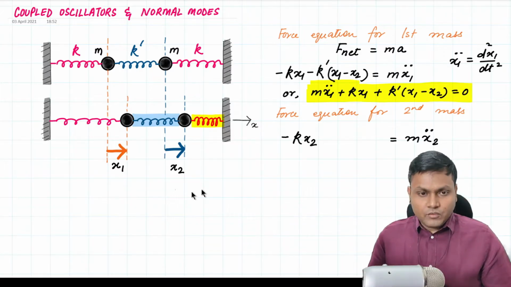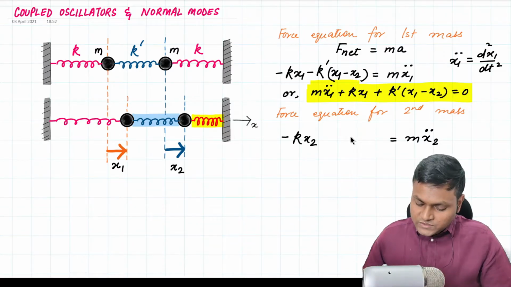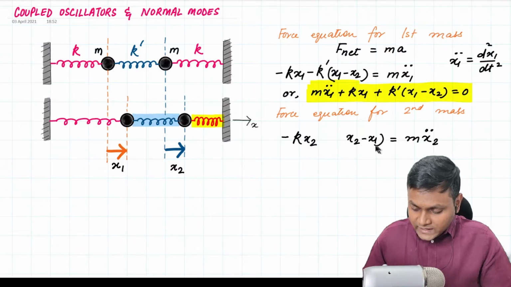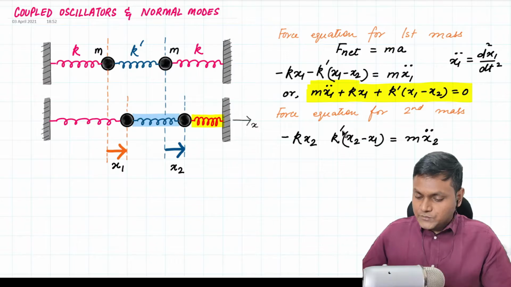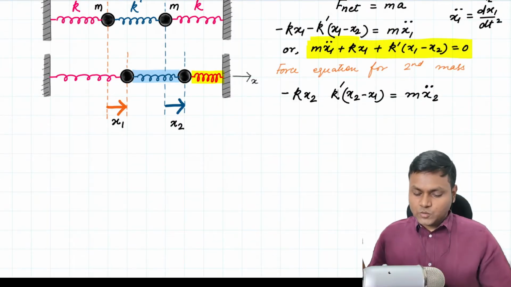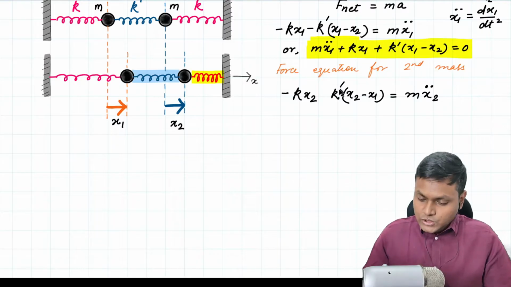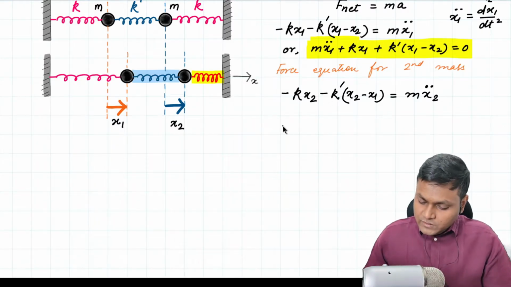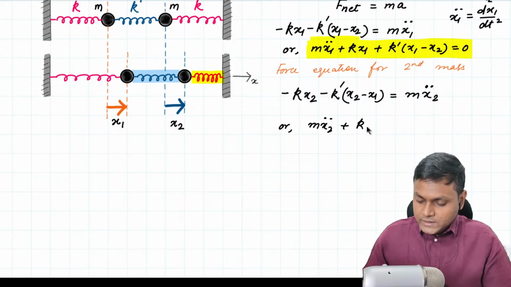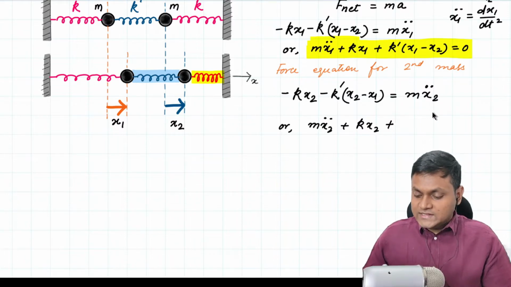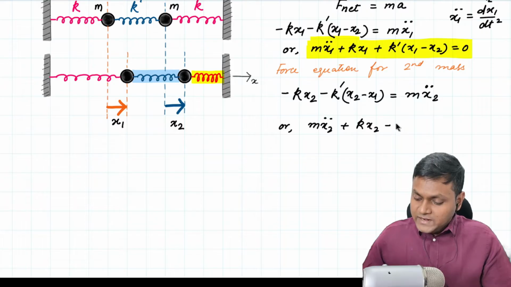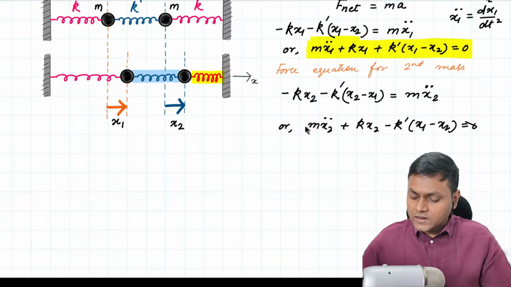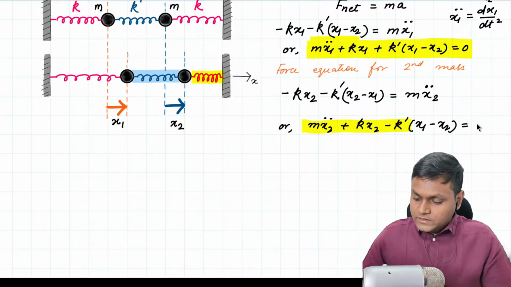And the second force is due to the middle spring, which causes an extension of, let's suppose, x2 minus x1, and it has a spring constant of k dash. So now if x2 is greater than x1, in that case, the force is again opposite to x2. So I apply a negative sign here. So the force equation for the second mass comes out to be m x2 double dot plus kx2 plus k dash (x2 minus x1), which with the sign, simply becomes minus k dash (x1 minus x2), is equal to 0. So these are the two force equations corresponding to both these two masses.